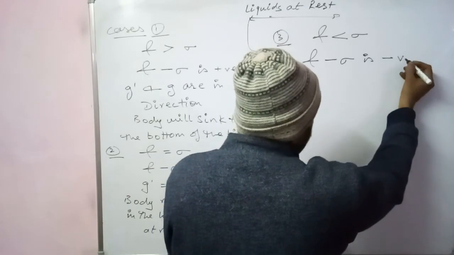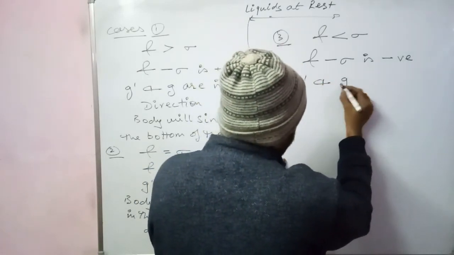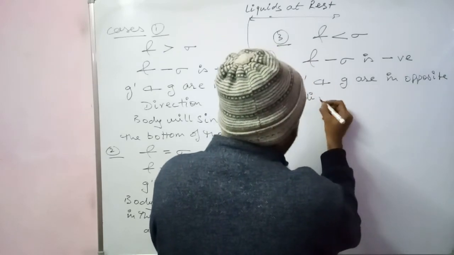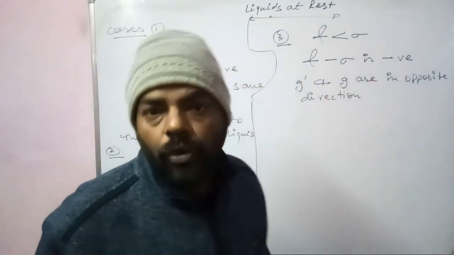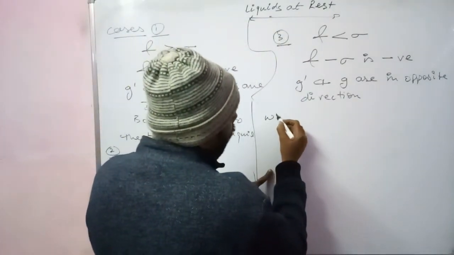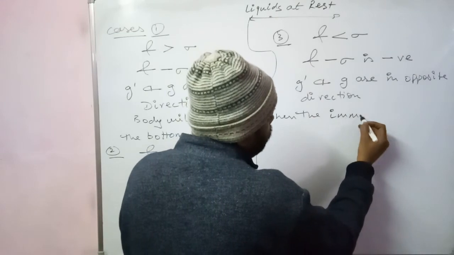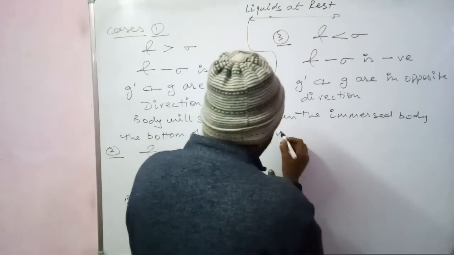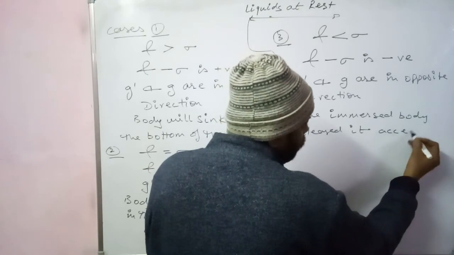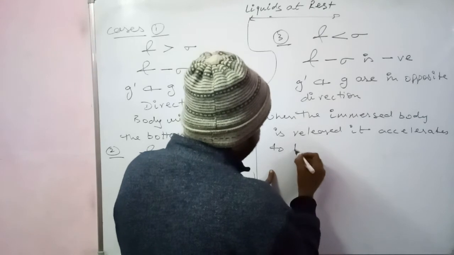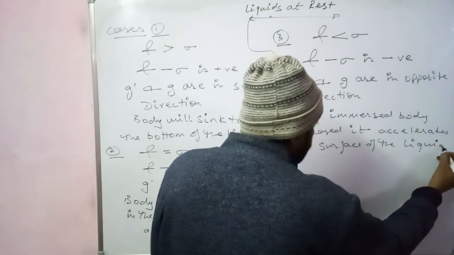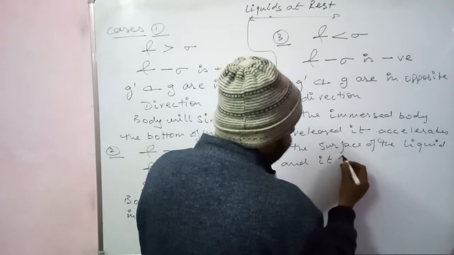ओके, देखिए, this rho is less than sigma, then this rho minus sigma is negative. That means that G dash and G are in opposite directions. Okay, that is, when the immersed body is released, the body will accelerate to the free surface of the liquid. When the immersed body is released, it accelerates to the surface of the liquid and it floats.